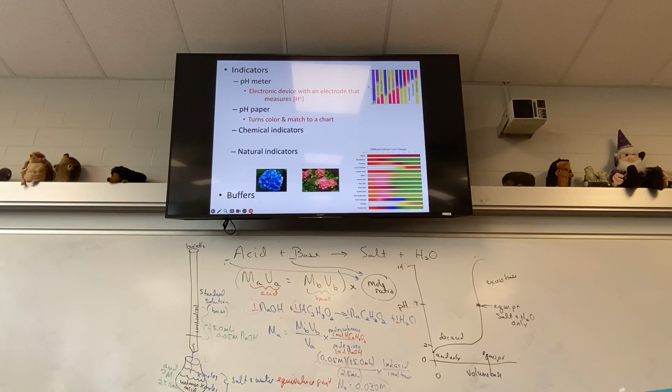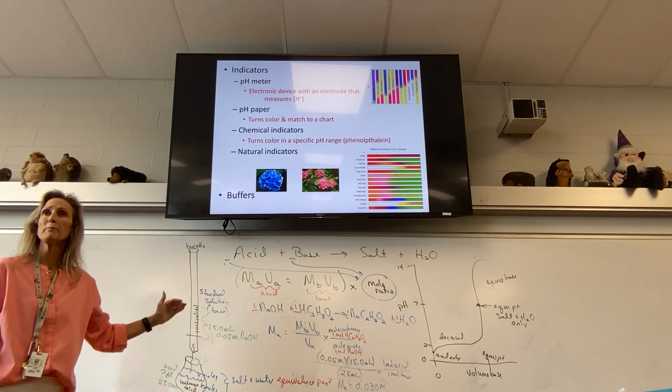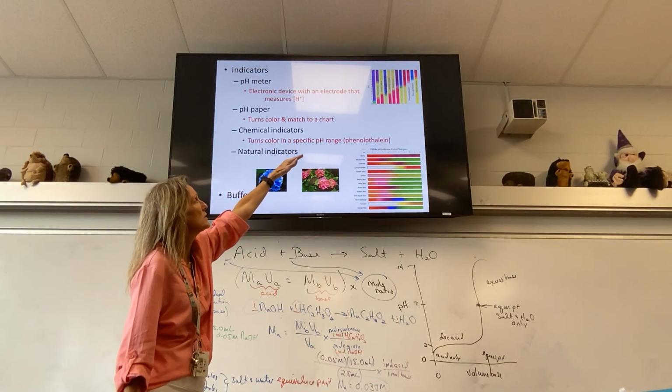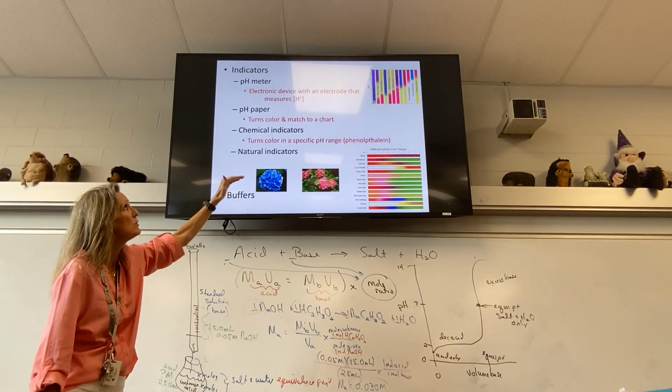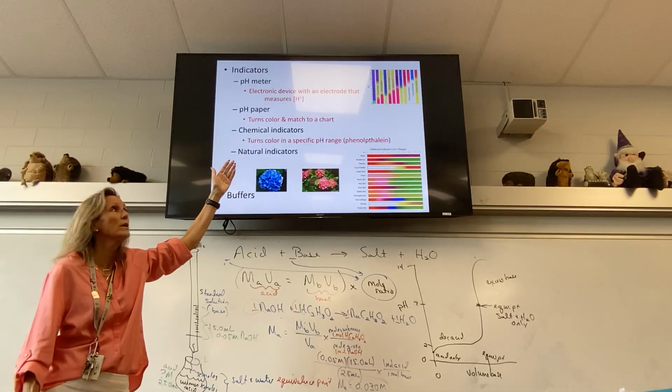And then, as I mentioned earlier, this chart up here on the top right-hand corner shows a bunch of different chemical indicators, which is what we'll be using in the lab. And they will change color at different pHs. So you can see there's a whole bunch of them that change colors. Some change colors way down at a pH of 1 or 2. Some don't change colors all the way up till a pH of 10 or 11.